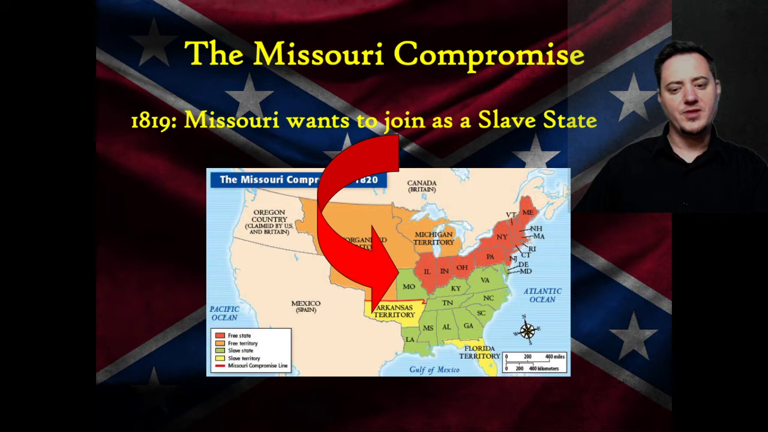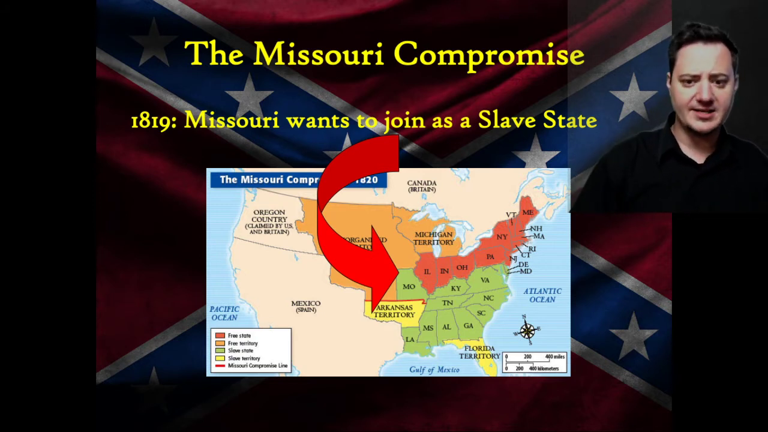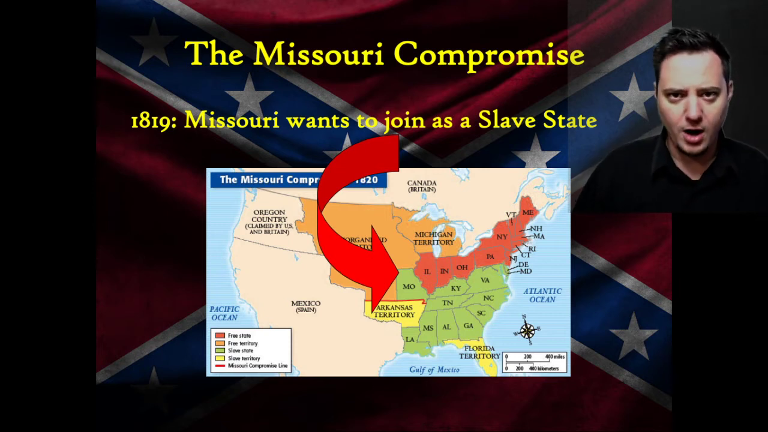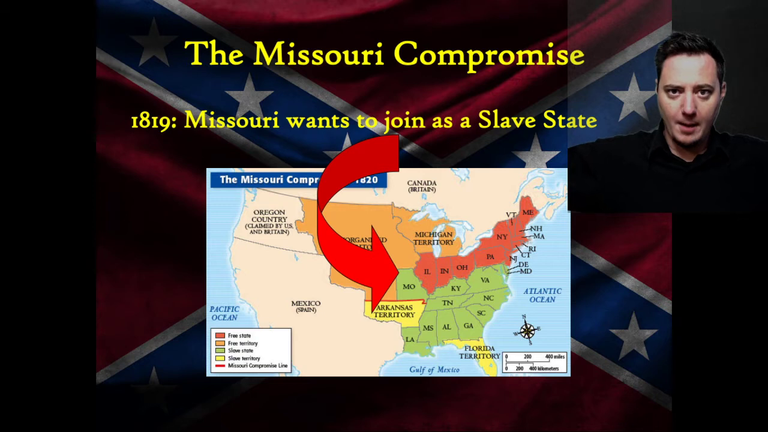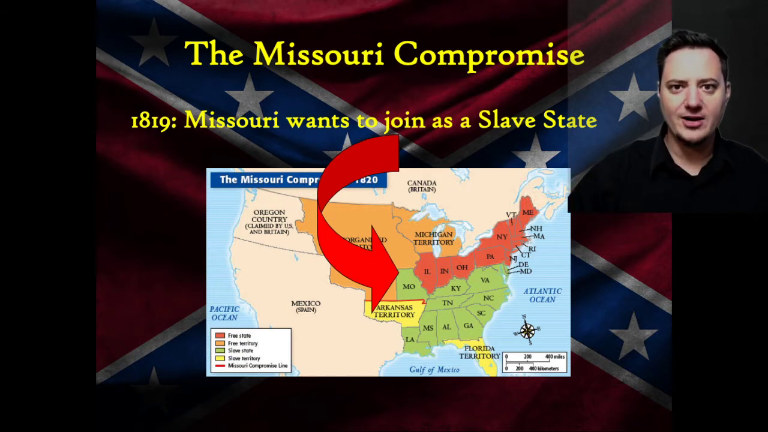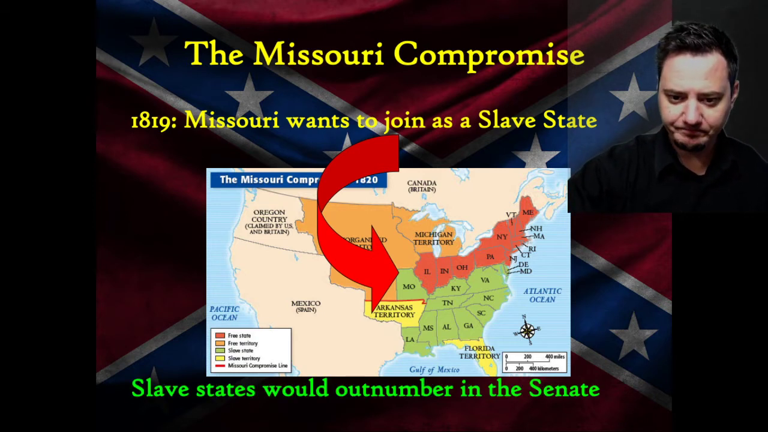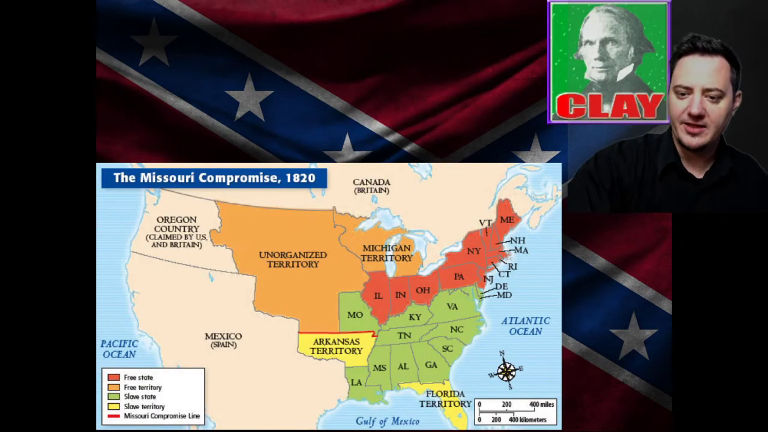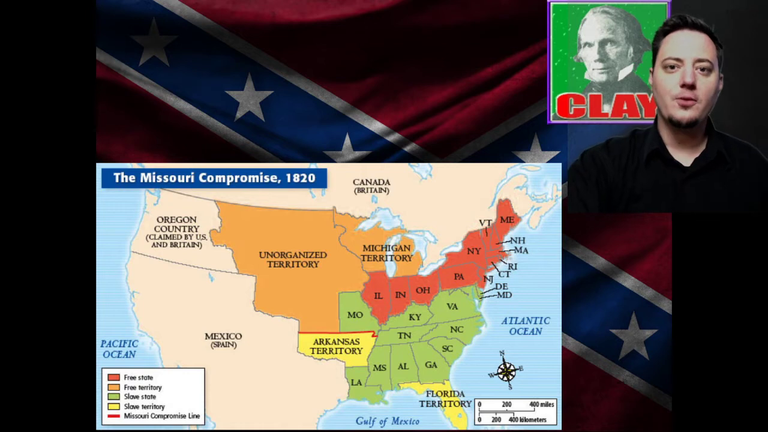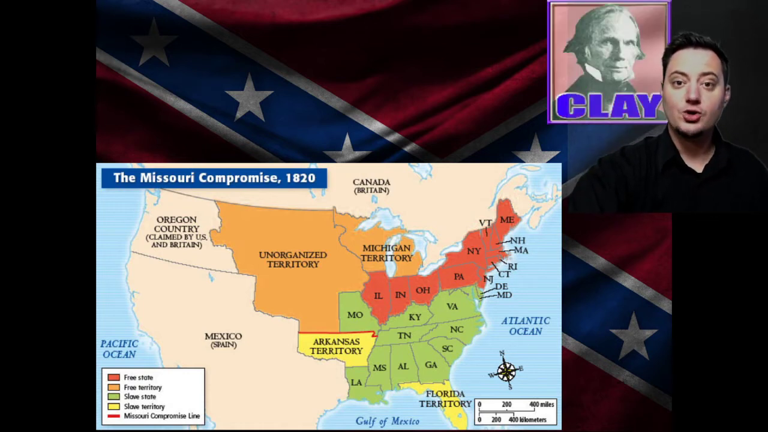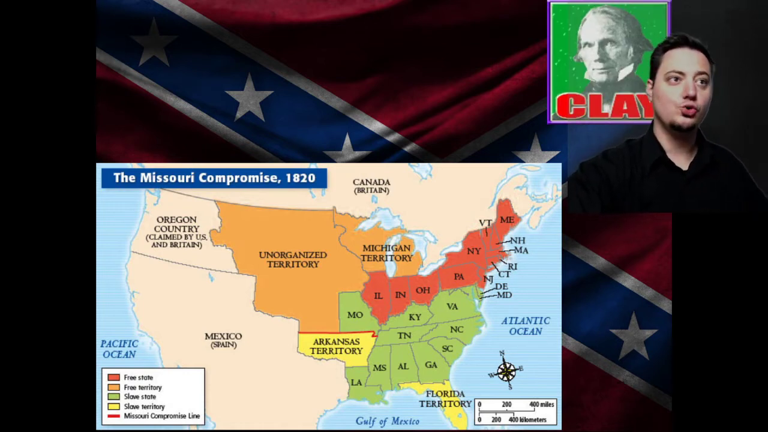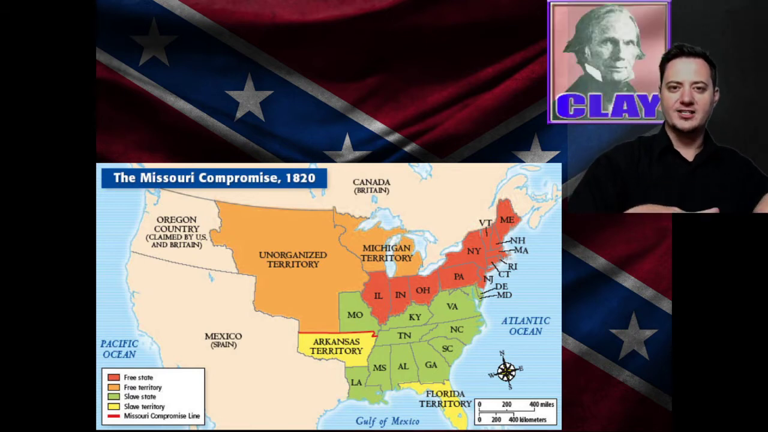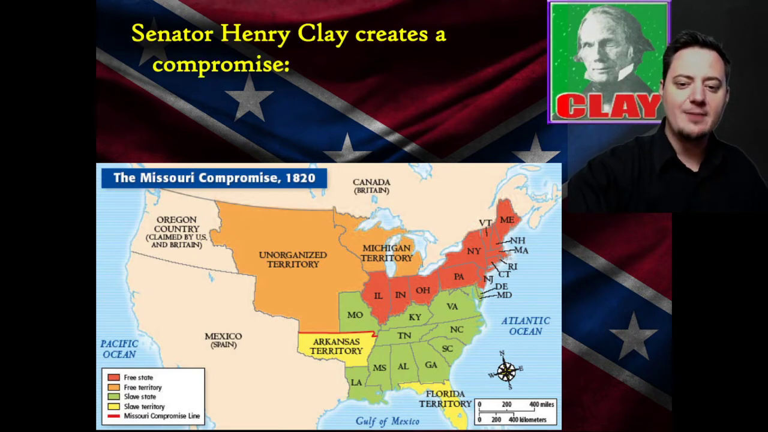They need to work something out to maintain the balance and keep the status quo because both sides at this time really don't want a war. They don't like each other. The division's becoming more and more apparent, but they don't want to fight over it quite yet. So Missouri wants to join as a slave state, which is going to upset the balance. Now, a senator from Kentucky decides he's going to try and work out a compromise to restore the balance and work everything out again. His name is Henry Clay.